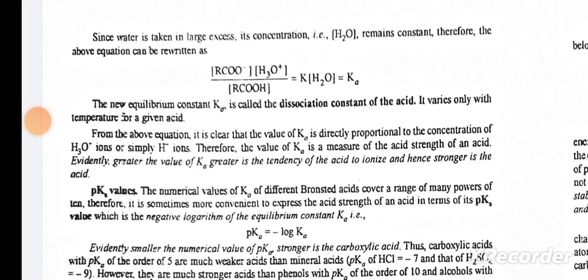Since water is taken in large excess, its concentration [H2O] remains constant. Therefore, the above equation can be rewritten, where the new equilibrium constant Ka is called the dissociation constant of the acid. It varies only with temperature for the given acid. From the above equation, it is clear that the value of Ka is directly proportional to the concentration of H3O+ ions or simply H+ ions. Therefore, the value of Ka is a measure of the acid strength of an acid. Evidently, greater the value of Ka, greater is the tendency of the acid to ionize and hence stronger is the acid.